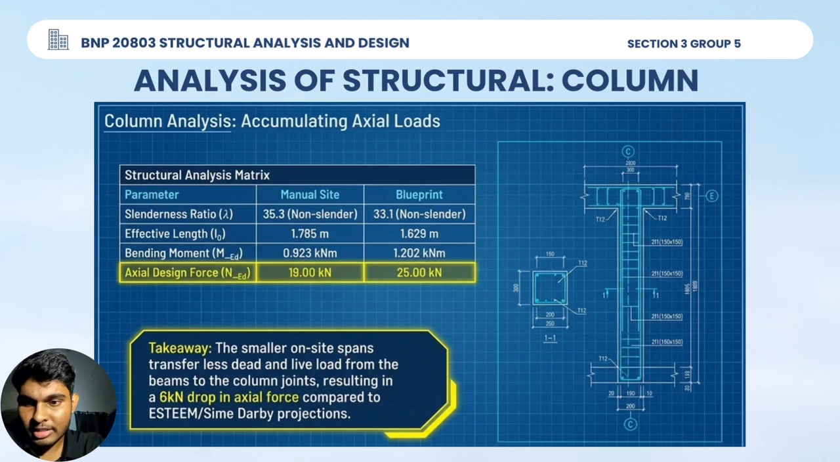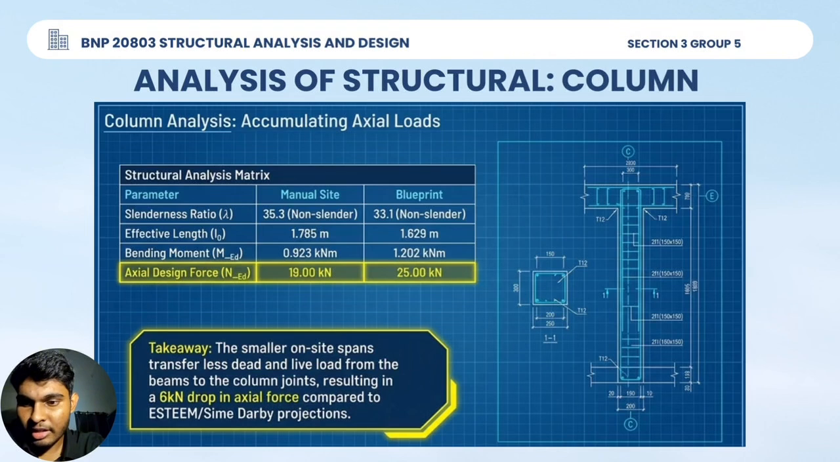This slide shows structure analysis of the column. We compare the manual site measurement with the blueprint data. The results show that columns are classified as non-standard columns with slenderness ratios of 35.3 and 33.1, meaning additional second order effects are not critical.